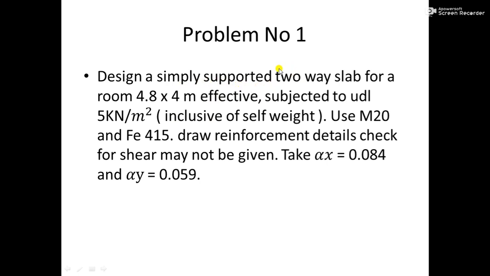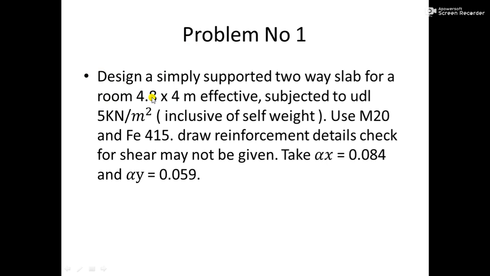in the problem they have directly given to design a two-way slab. But if it is not mentioned, you can go through the ratio Ly by Lx. Ly is the longer span and Lx is the shorter span. If the ratio of Ly upon Lx is less than 2, then we have to design a two-way slab, and if it is greater than 2, we have to design it as a one-way slab.